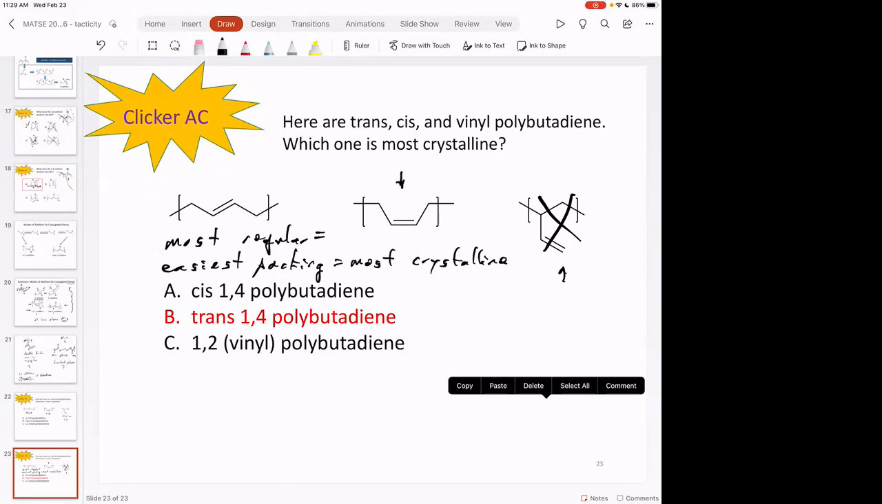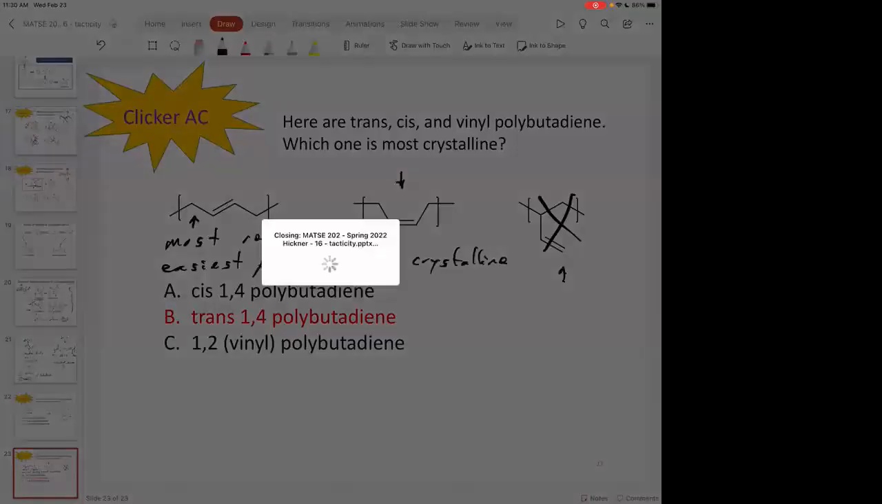So you want to be able to connect the regularity of the chain, the regularity of the stereochemistry, or the regularity of the shape with some sort of property that I asked you about. Yes. What does it say? Oh, most regular, easiest packing, most crystalline is the trans. Other questions, comments? All right, let us go to the review slides.